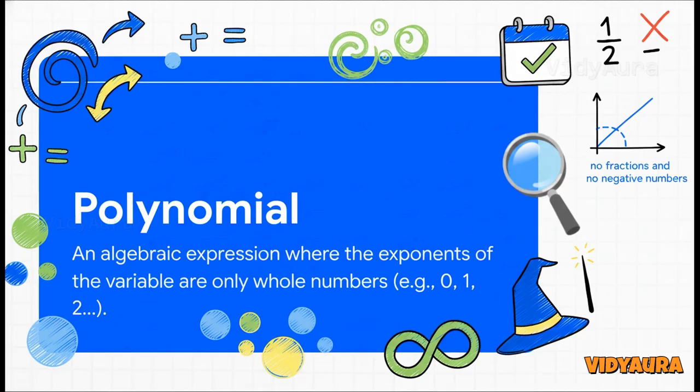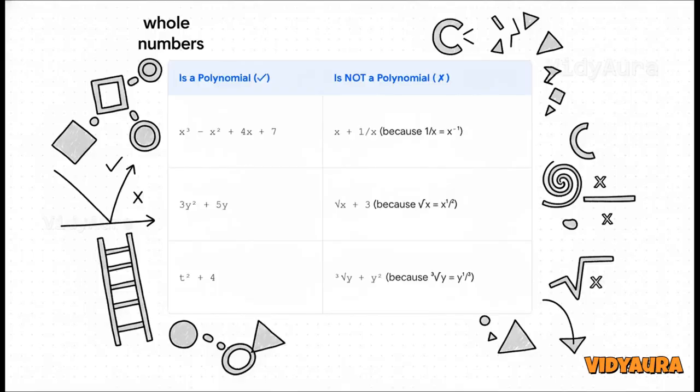only whole numbers. That means the powers can be 0, 1, 2, 3, and so on up. The key thing to burn into your memory is this: no fractions and no negative numbers are allowed in the power. It's really that straightforward. Let's make this totally clear with a few examples.